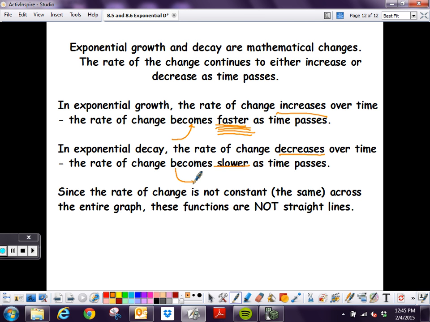Okay, it's going to decrease really quickly, but then it's going to slow down. Since the rate of change is not constant, the same, remember constant, that means linear. Exponential is not linear. So since the rate of change is not linear or constant across the entire graph, these functions are not straight lines. And what are they? They are curves.